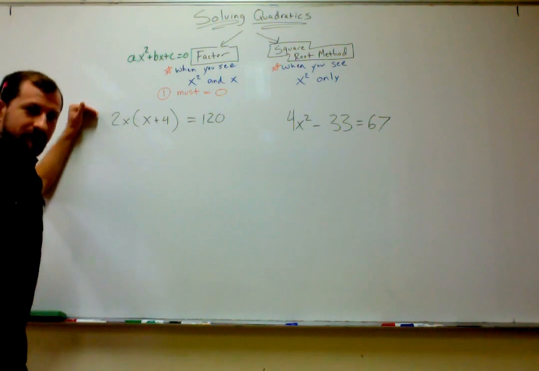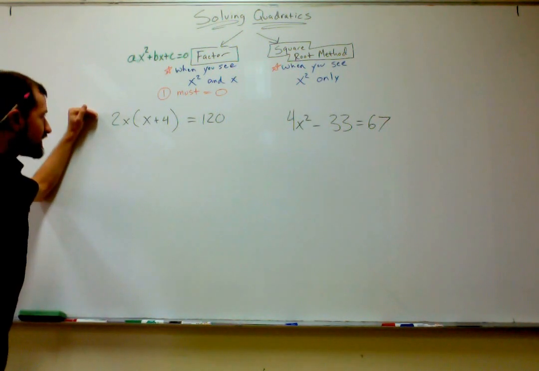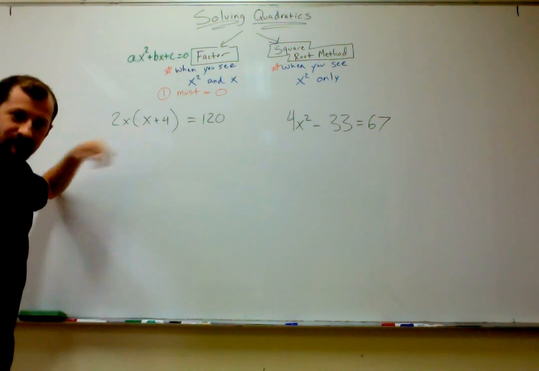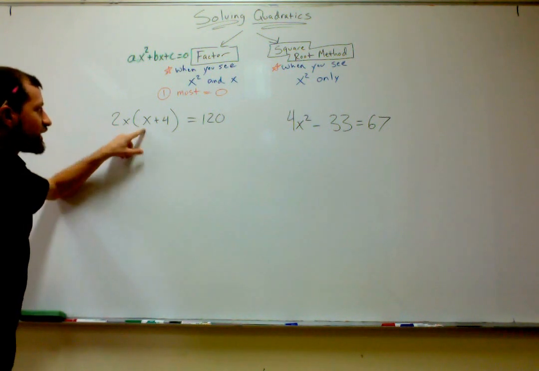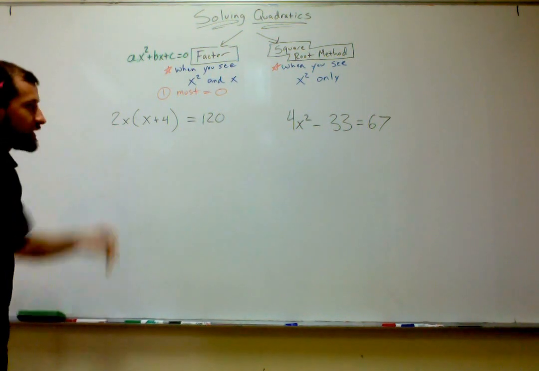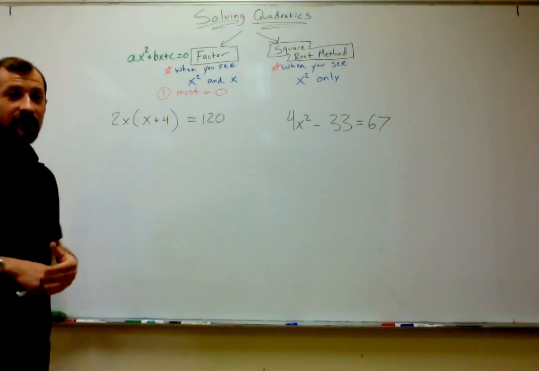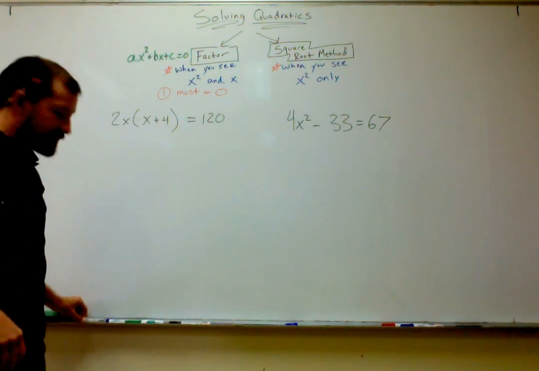Let's look at this problem. And you might be telling yourself, I don't see an x squared anywhere here. Okay? But I do see two x's, don't I? And I surely don't see just one x squared. Let's see what happens if we expand.